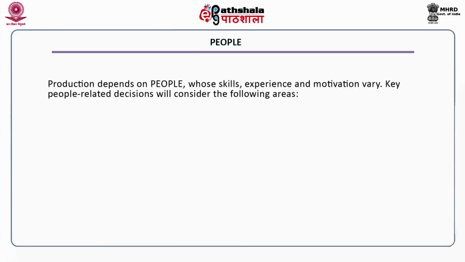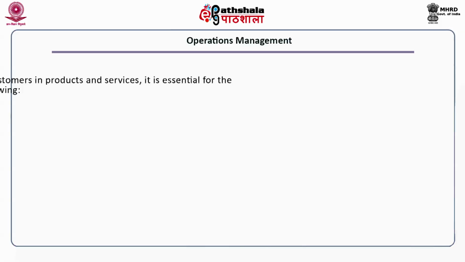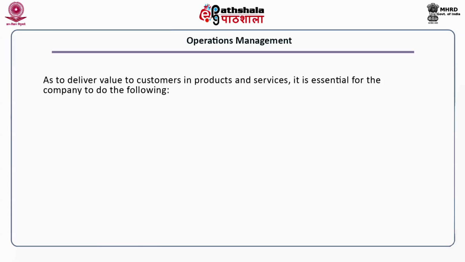The next factor is people. The production depends on people whose skills, experience and motivation vary. Key people related decisions will consider the following areas: wages and salaries, safety and training, work condition, leadership and motivation, unionization, communication.